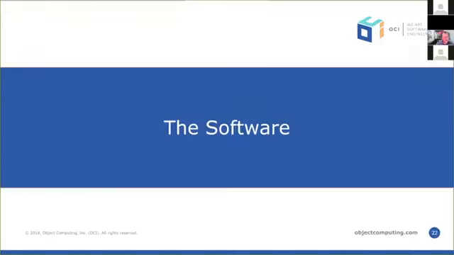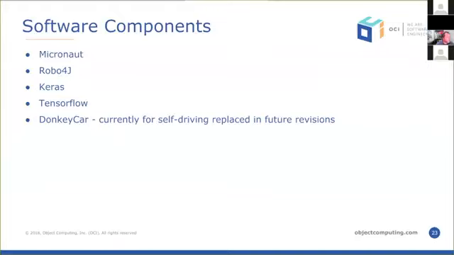So let's get into the software here. We've got a bunch of components that we assembled this thing from. Really, the inspiration was to make something like DonkeyCar ported to the JVM. So we ended up using Micronaut as the framework to do the remote control driving part. We're using a Java library called Robo4j to control the servos. And we're using Keras and TensorFlow to handle the AI of the self-driving mode.